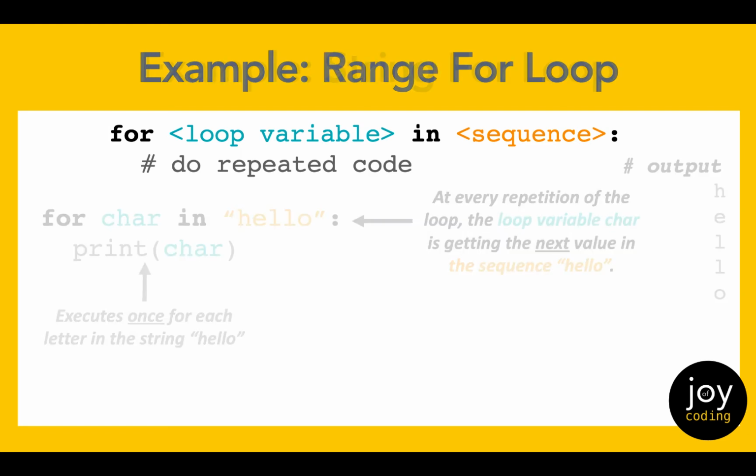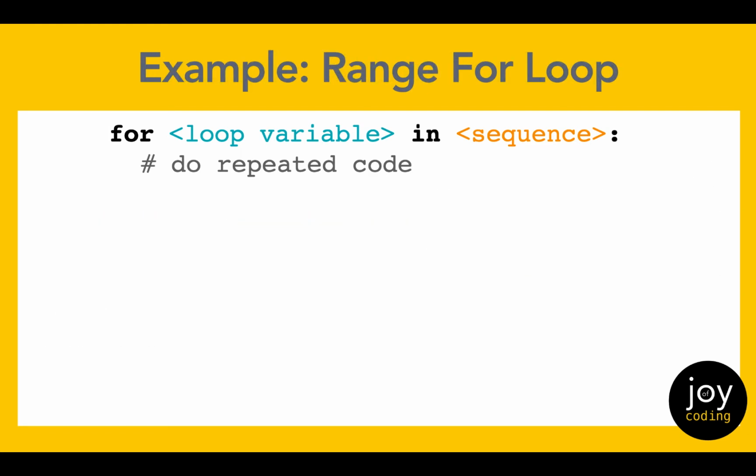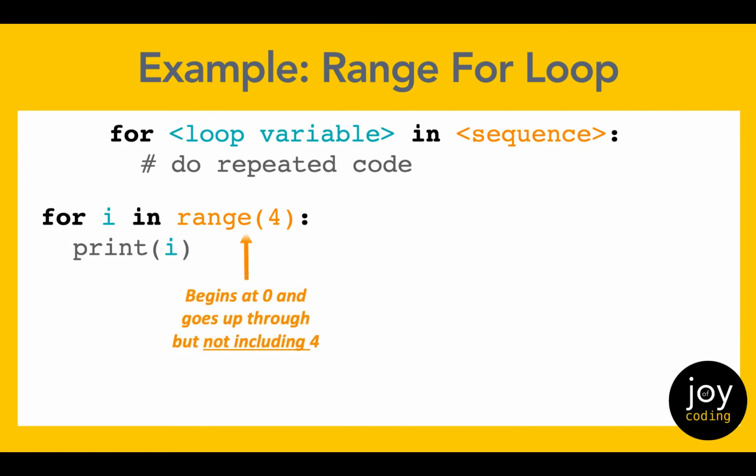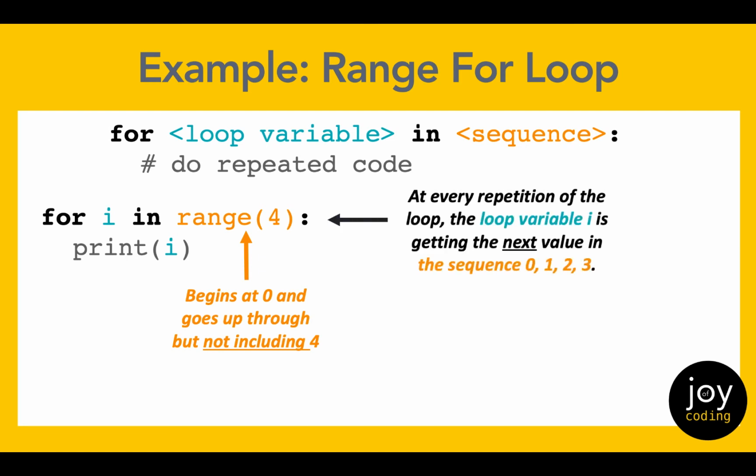Let's look at another example. We've already looked at range for a for loop. Let's look at a slightly different version. So here I have for i in range 4, print i. My range function is going to begin at 0 and go up through, but not including, the number 4, which means at every repetition of my loop, the loop variable is getting the next value in the sequence, 0, 1, 2, and 3, because it starts at 0 and goes up through, but not including, 4. So the output of this loop is going to be 0, 1, 2, 3.